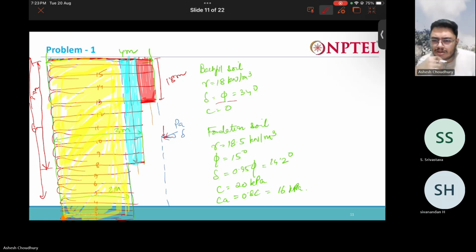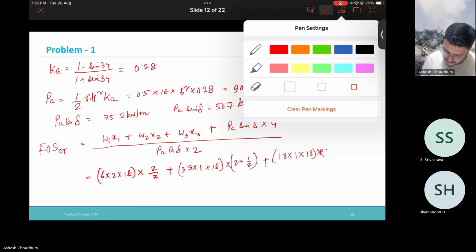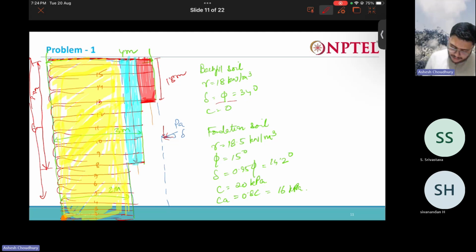So this is 4, 4 minus 3, 3.5. Plus PA sin delta into 4. Why 4? Because from here to here it is 4.